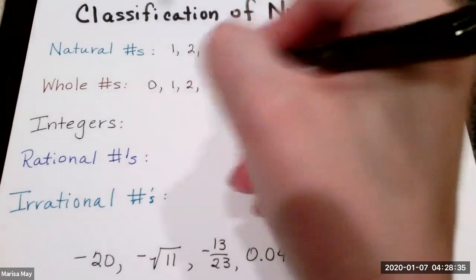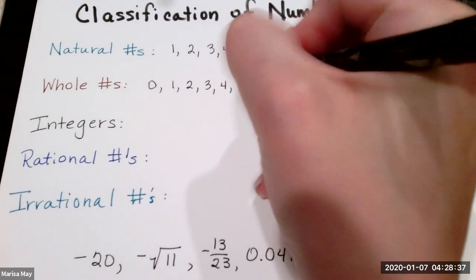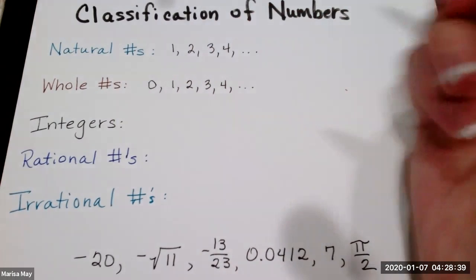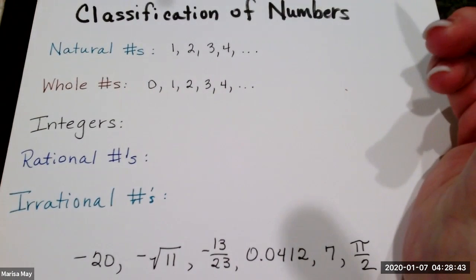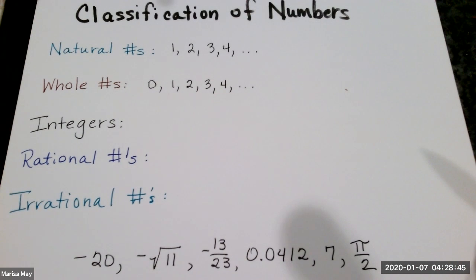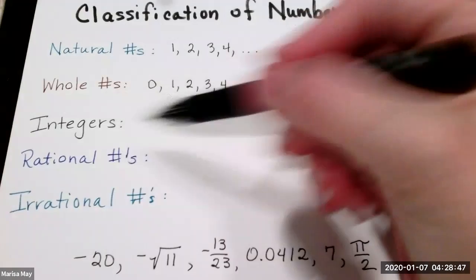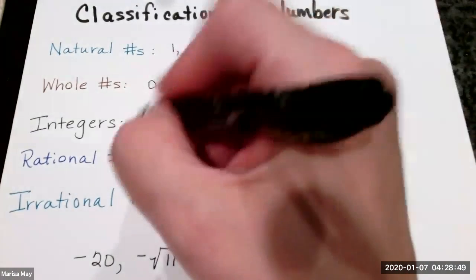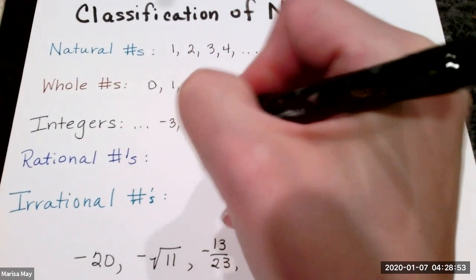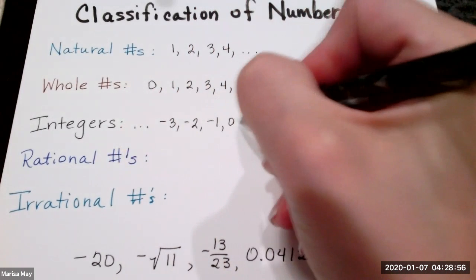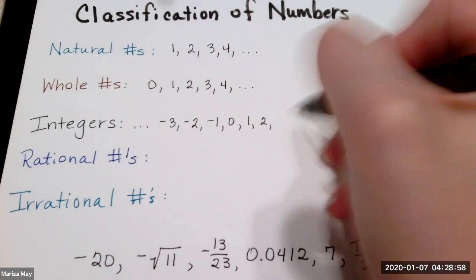So you have all those nice counting numbers, and then you have this 0 as well. Think of whole with the O in it, with the 0. That can help you to remember that set. Now the integers then takes the whole numbers and adds the negatives to them. So you've got all the negatives of the whole numbers, and you also have the whole numbers.